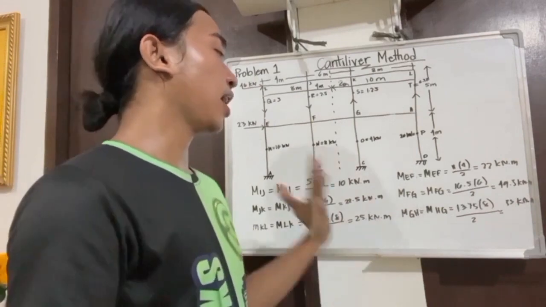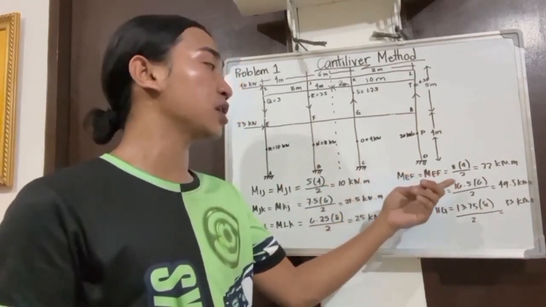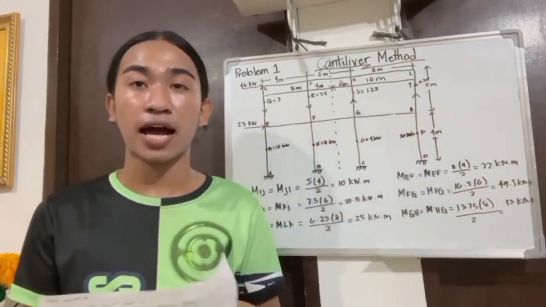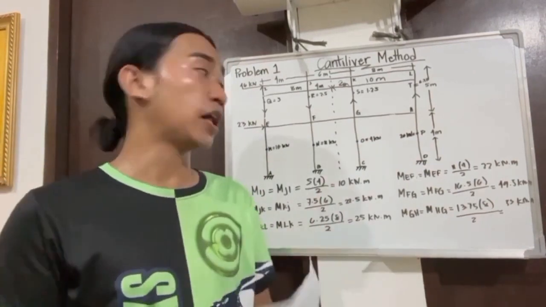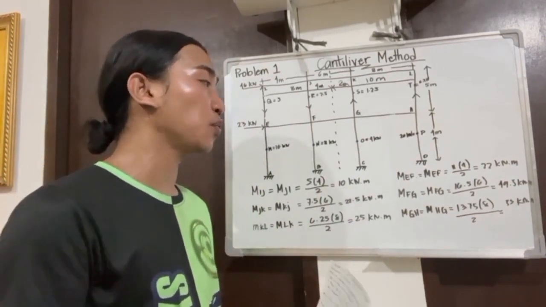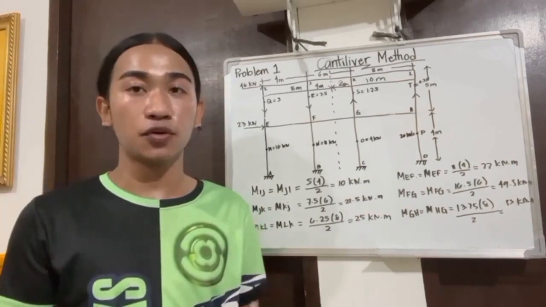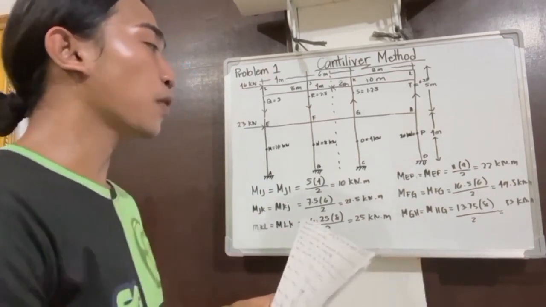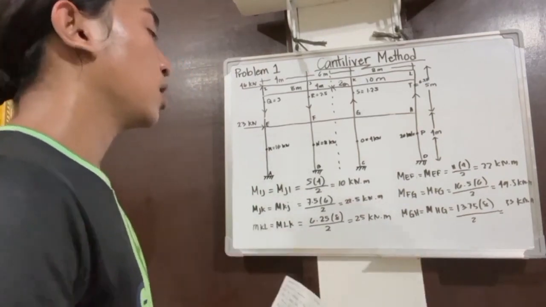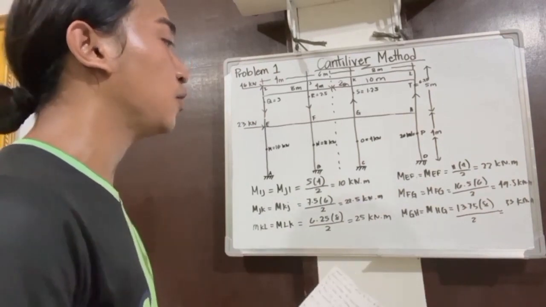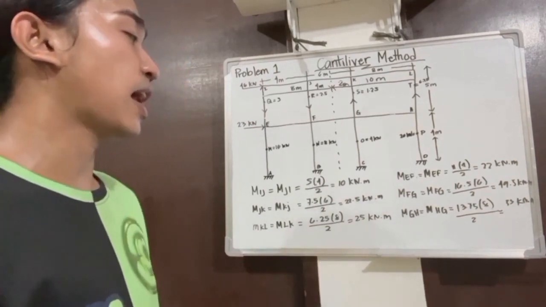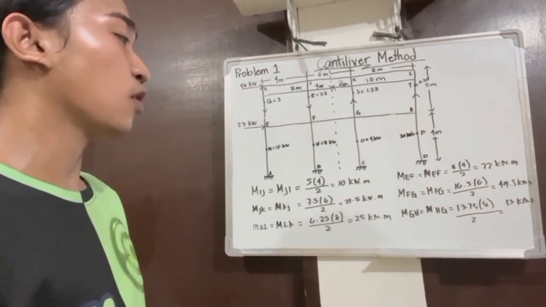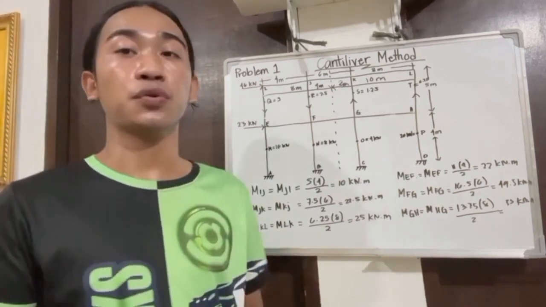And then MEF is also the same because the distance is the same, and the value is 11 times 4 over 2, which equals 22 kilonewton meter. And then MGF is 16.5 times 6 over 2, which equals 49.5 kilonewton meter. And last is MGH, 13.75 times 8 over 2, which is 55 kilonewton meter.